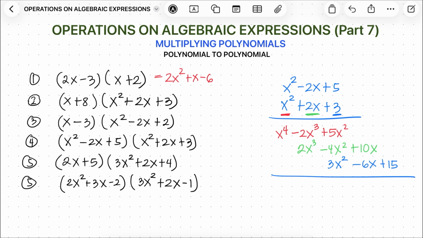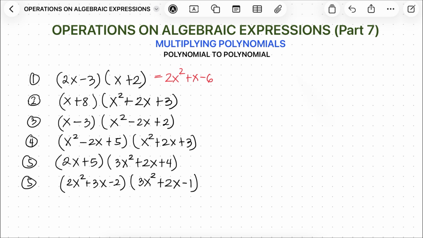So to finalize the answer, that would be x raised to 4. Add negative 2x cubed plus 2x cubed. So this is 0. I'm going to cancel it out. And then 5x squared plus negative 4x squared, that's x squared, plus 3x squared, that will be 4x squared. So I'm just going to put plus because it's positive. Next, 10x plus negative 6x, that will be 4x. And lastly, bring down positive 15.